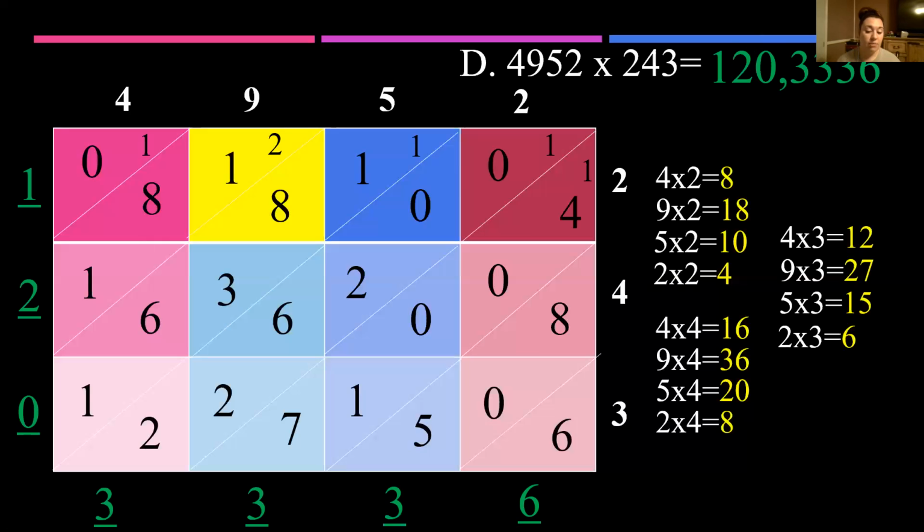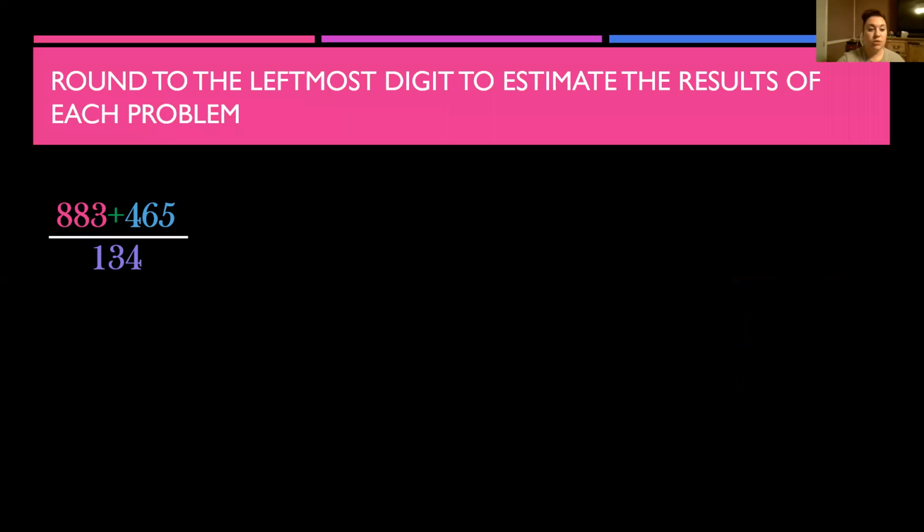1,203,336. I'm sorry, I got my place values wrong. But yes, 1,203,336. So now let's go to round to the leftmost digit to estimate the results of each problem.